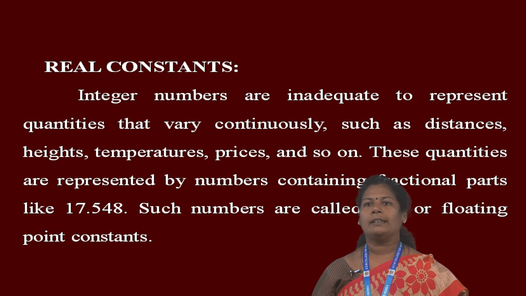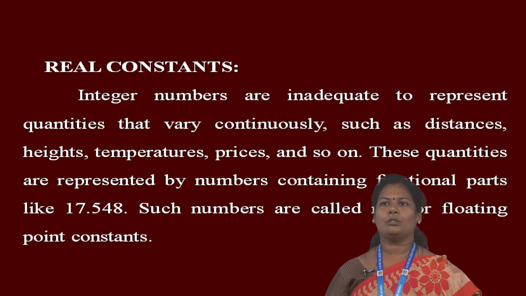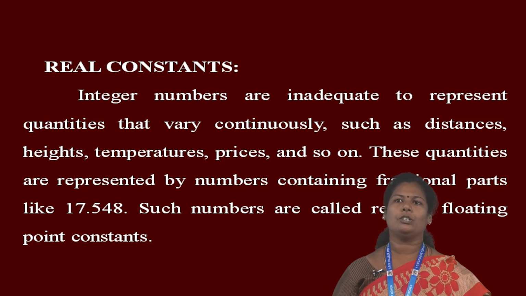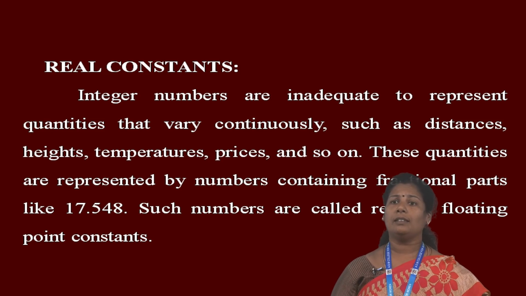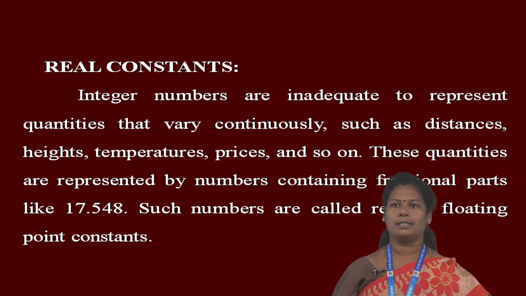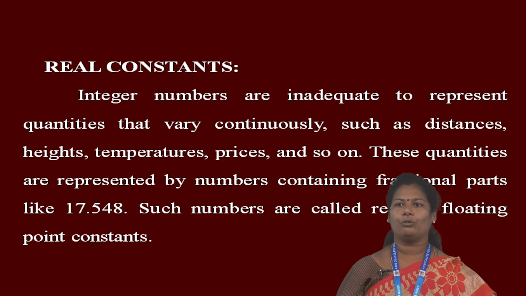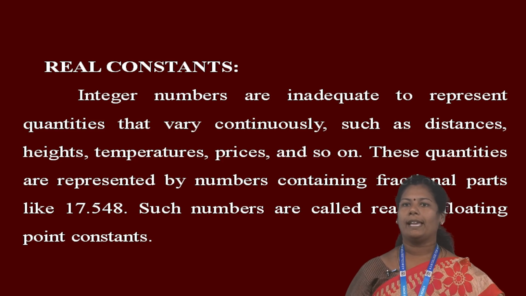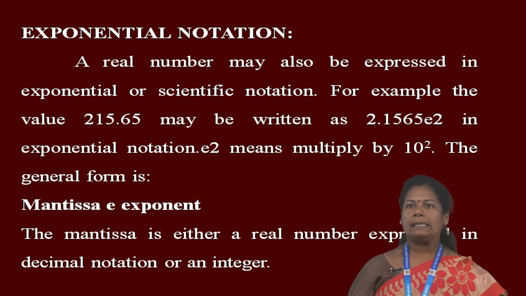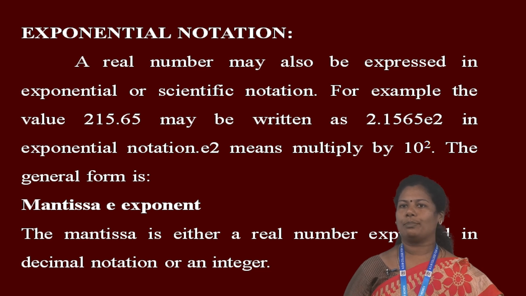Real constants. Integer numbers are inadequate to represent quantities that vary continuously, such as distances, heights, temperatures, prices, and so on. These quantities are represented by numbers containing fractional parts, like 17.548. Such numbers are called real or floating point constants. Exponential notation: a real number may also be expressed in exponential or scientific notation.